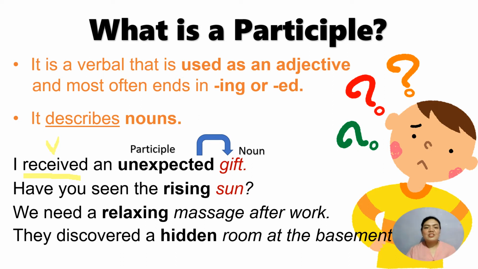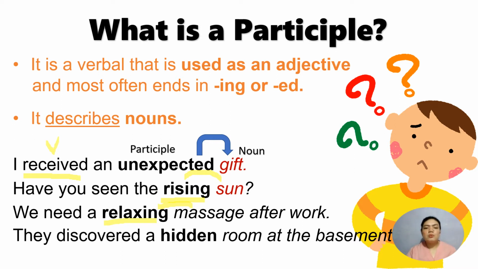Okay? Next we have, you seen the rising sun? Here, the participle is rising, which describes the noun next to it, which is the sun. On the third one, we need a relaxing massage after work. Which do you think is the participle? Very good. It's relaxing. Relaxing here describes the noun massage.